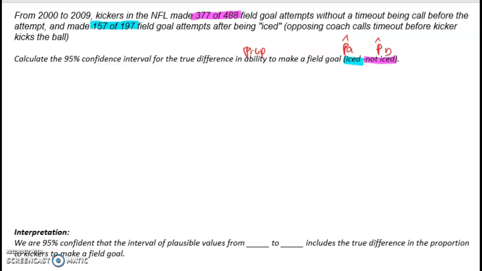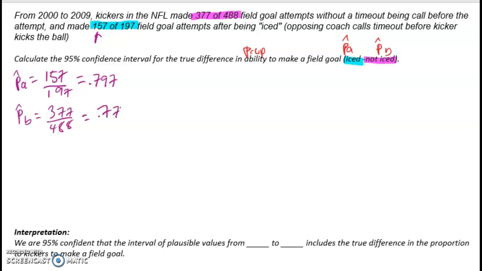The first thing that I always do when I start is I say, okay, let me calculate p hat of A. So how many successes did he have when he was being iced? He had 157. That's the number of successes out of how many total, which is 197. I'm going to calculate that proportion, and that's what I'm plugging into my formula, so 0.797. For p hat of B, that's how many successes he had when he wasn't iced, which is 377 out of how many total attempts, so 488, and that gives me the proportion of 0.773.